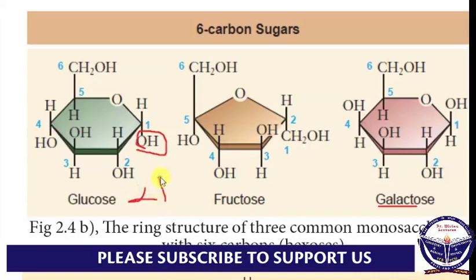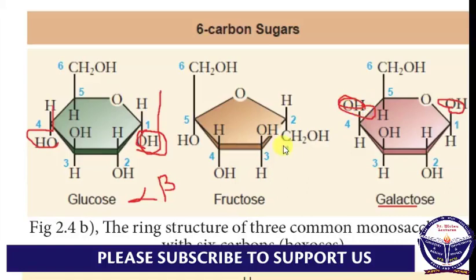Ingekuwa ni beta glucose, maana yake hiyo hydroxyl ingekuwa iko wapi? Upande wa juu kama ilivyo kwenye beta glucose. Hasa beta glucose na galactose wametofautiana tu hapo kwenye carbon ya 4. Carbon ya 4 ya glucose imeweka hydroxyl chini, lakini galactose carbon ya 4 imeweka hydroxyl juu.